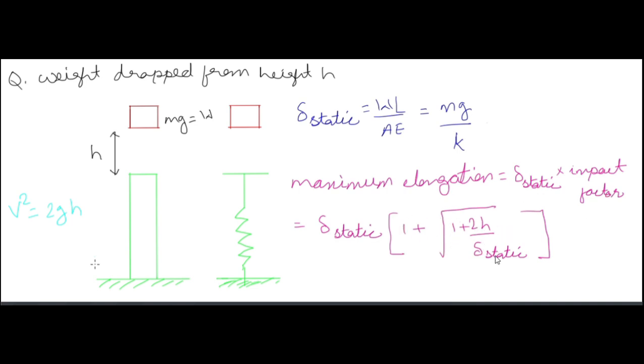You can also find h from velocity, if you are given velocity, using v square equal to 2gh. It is nothing but half mv square equal to mgh, because of energy conservation: potential energy is equal to kinetic energy. So half mv square is equal to mgh, and from that we get v square equal to 2gh. So you can find h also if you are given v.